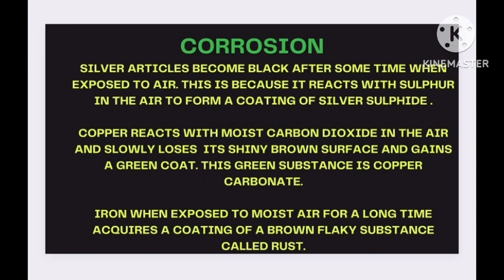Silver articles become black after some time when they are exposed to air. This is because it reacts with sulfur in the air to form a coating of silver sulfide. Similarly, copper reacts with moist carbon dioxide in the air and slowly loses its shiny brown surface and gains a green coat. This green substance is called copper carbonate. Iron, when exposed to moist air for a long time, acquires a coating of a brown flaky substance called rust. So all the metals which we have discussed come in contact with the air moisture and get corroded.